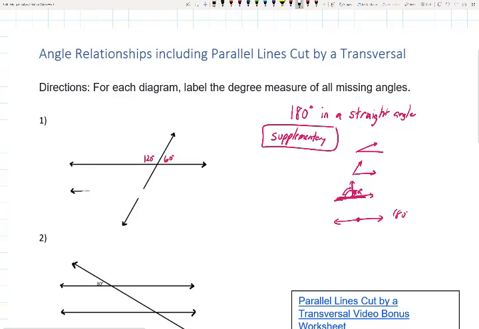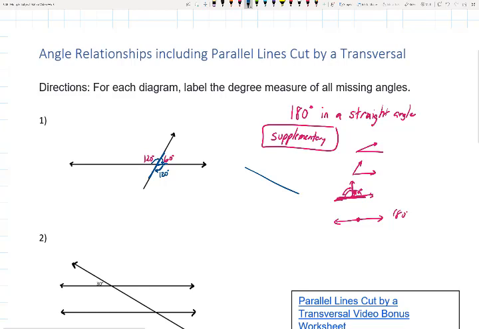Let's actually get rid of this again. I don't want to look at that. But we can do the same reasoning to figure out, look at this straight angle. And you're like, I've got 60 degrees. How much more do I need to get to 180? And you're like, 120. And it turns out that we call these vertical angles.